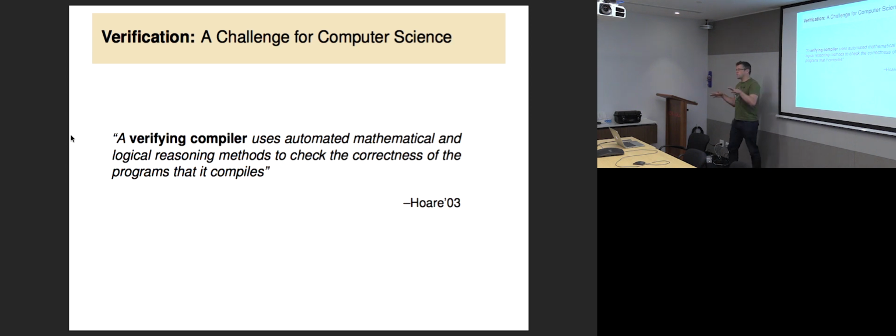There are lots of different approaches you can take to finding bugs in software, and I guess I'm taking a very specific approach here, which is software verification as opposed to static analysis. And it comes back to this grand challenge. So Professor Sir Tony Hoare came up with this grand challenge for computer science. This is back in 2003, so some time ago, which is to build a verifying compiler which uses automated mathematical and logical reasoning methods to check the correctness of programs that it compiles.